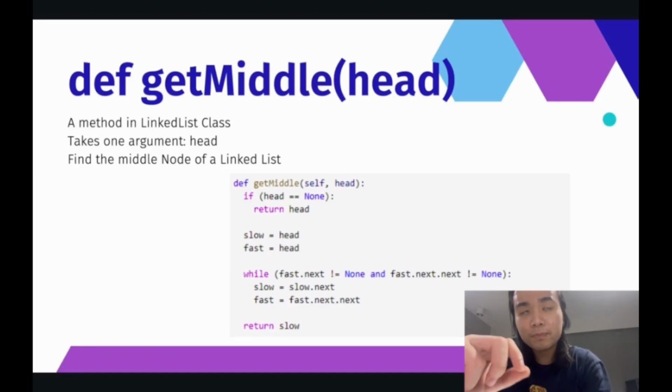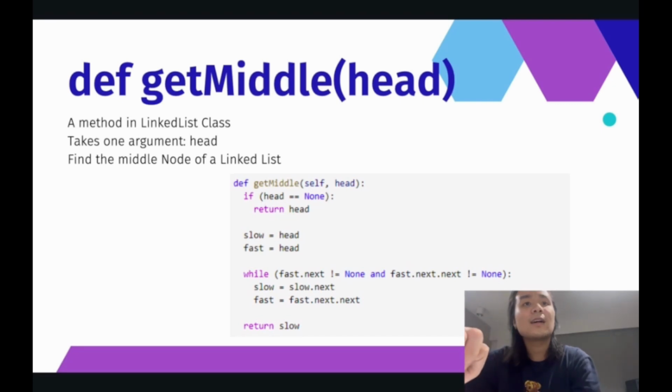So the slow variable will start at the beginning, and the fast variable will start next to the slow. And when the fast moves twice, the slow will move once, and it will repeat until there is nothing left.